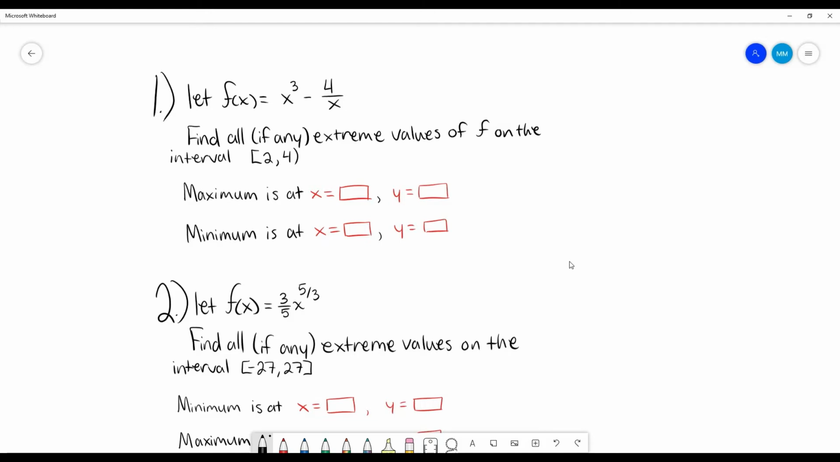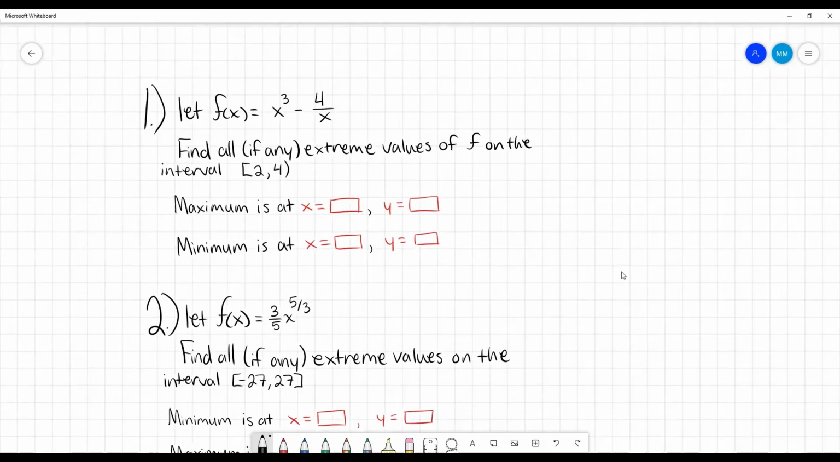So for number 1, it says that f of x equals x cubed minus 4 over x. And we want to find all, if any, extreme values of f on the interval from 2 to 4. Okay. And this just means that we want to find all the extreme values there are, if there are any. So our extreme values would be our maximum and minimums on that interval.